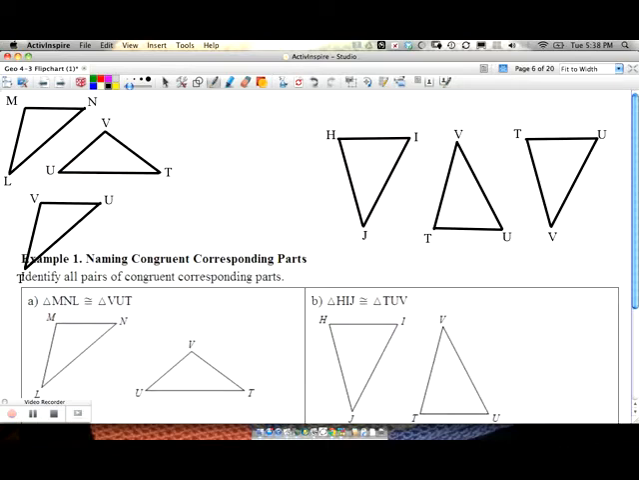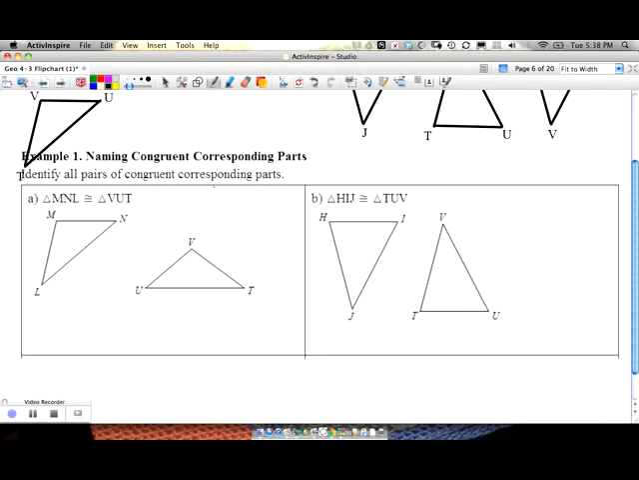Okay, let's look at some more examples now, actually using this information. So we've got to identify all the pairs of congruent corresponding parts. So we got M, N, L, V, U, T. So let's do angles. We could do the 1s, 2s, and 3s. If we know that angle M is going to be congruent to the first angle from the other one, which is angle V. And if we do angle N, that's going to be congruent to the second angle, which is angle U. And the third one is going to be angle L, congruent with angle T.